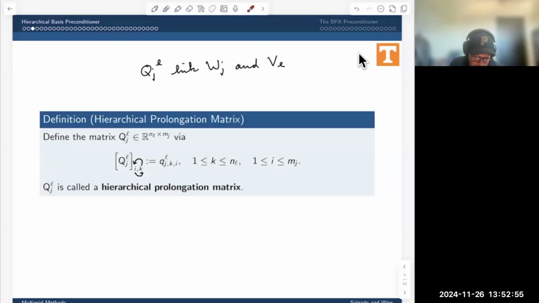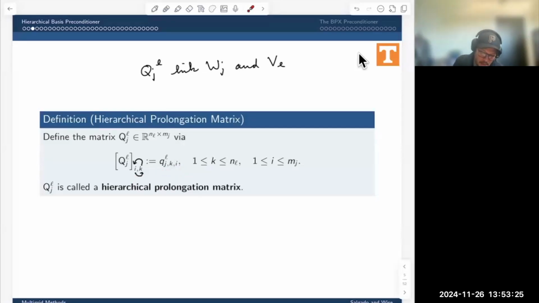K should come first and I should come second. The L and the J mean I'm linking WJ and VL, so those stay fixed. But now this first index should be from this space, so the K should come first and the I should come second. I think this is actually correct, but this just needs to be interchanged.